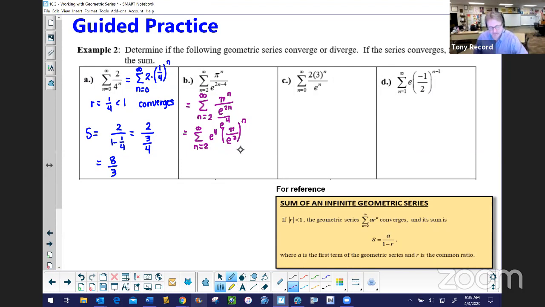So we end up with a larger denominator, I guess I should say, than we do a numerator. So we could say that this R, which is pi over e squared, is indeed less than 1. Therefore, we converge. And unfortunately, I've used up all my space, so I'm going to have to work down here a little bit. I apologize for that.